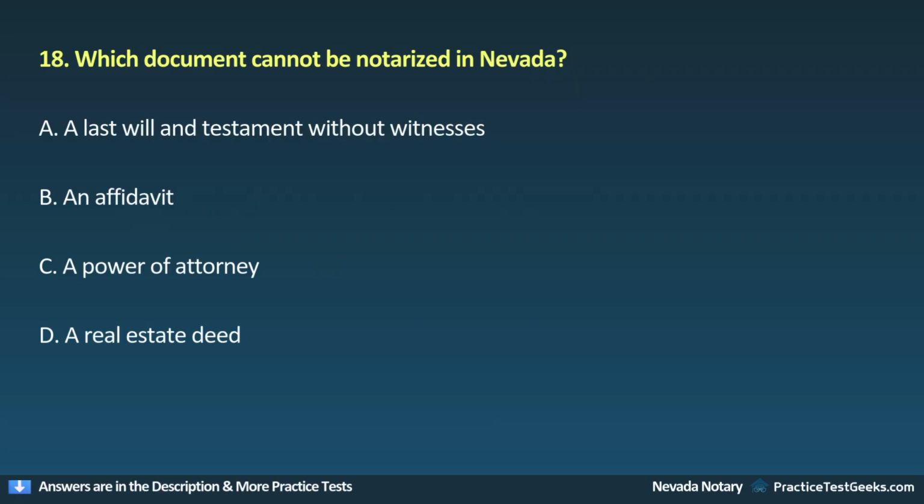18. Which document cannot be notarized in Nevada? A. A last will and testament without witnesses. B. An affidavit. C. A power of attorney. D. A real estate deed.